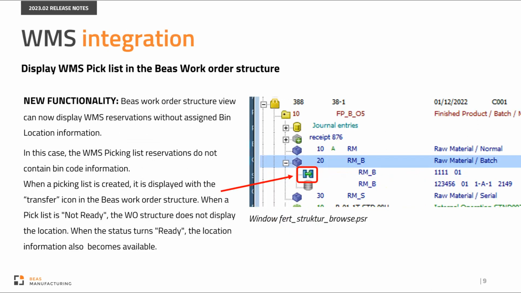The Beas work order structure view can now display WMS reservations without assigned bin location information. In this case, the WMS picking list reservations do not contain bin code information. When a pick list is created, it is displayed with the transfer icon in the Beas work order structure. When the pick list is in not ready status, the work order structure does not display the location.